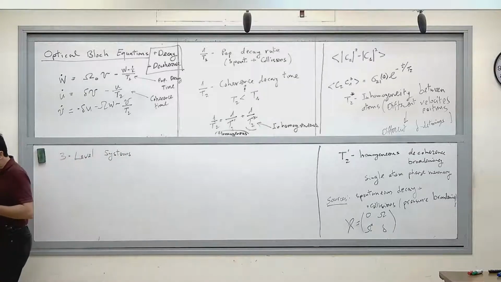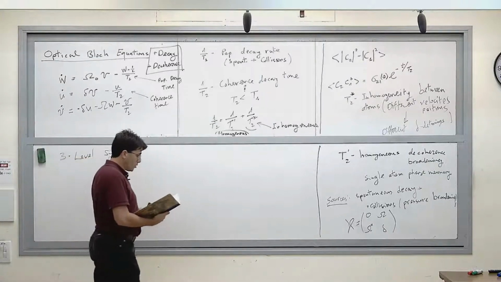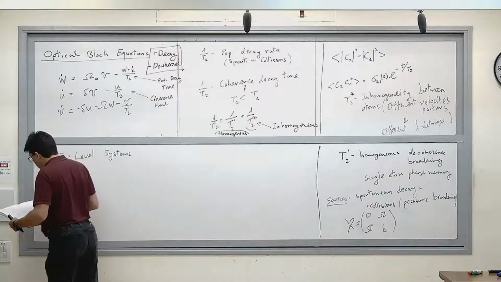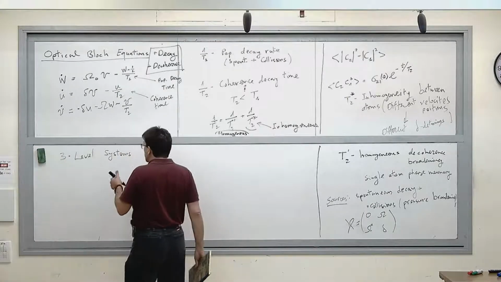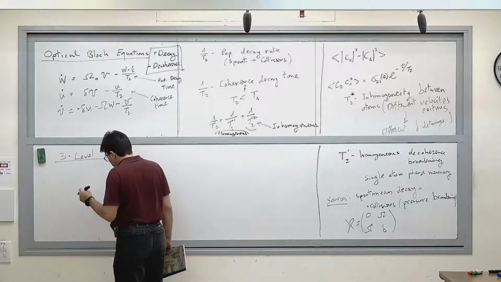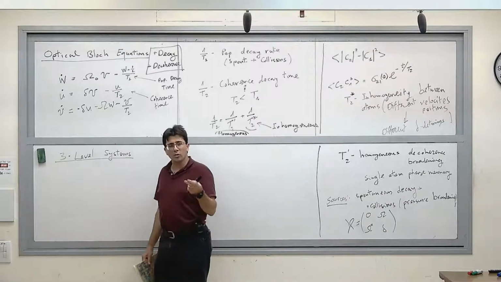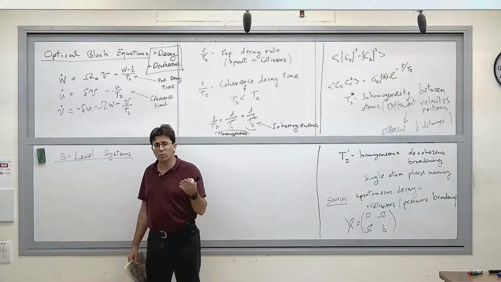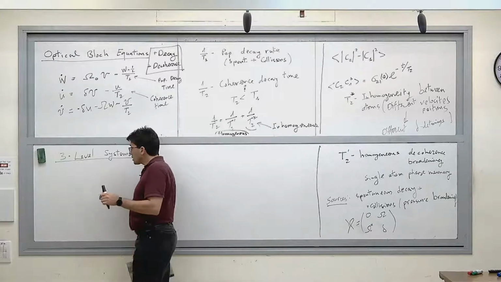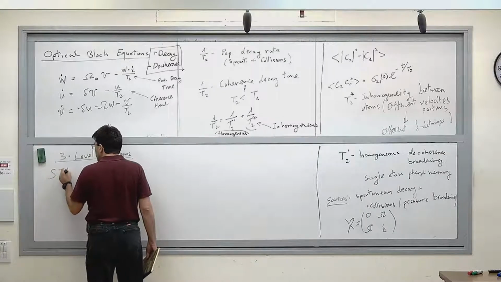But still there are beautiful effects, and the effects are important. The main thing that happens is that the atomic coherence can suddenly do much more than it could for the two-level system. We'll talk a little bit about effects like STIRAP.